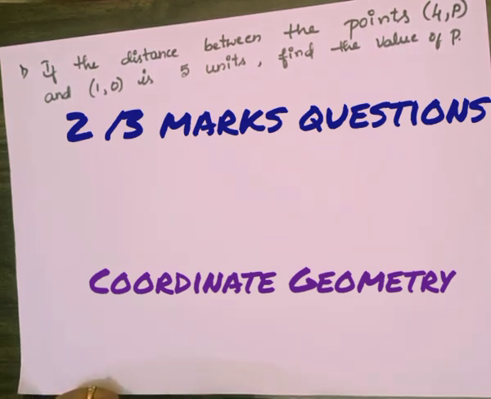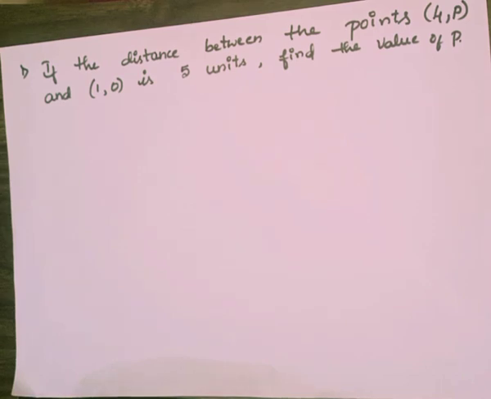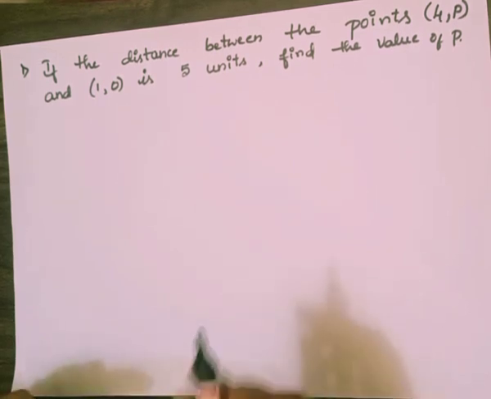Last class we learned a total of 5 questions. Today let's learn a few other questions. Here we have our first question. If the distance between the points (4, P) and (1, 0) is 5 units, find the value of P.